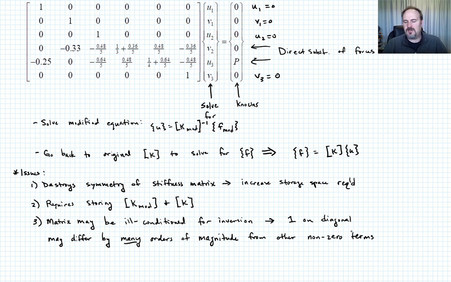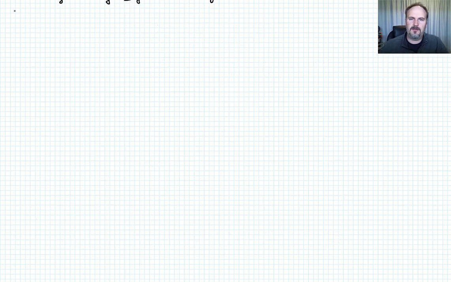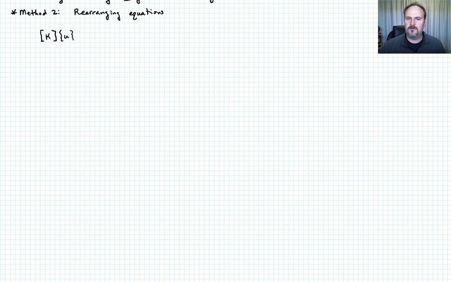Okay, so then the question is, what's another method that we might use? So let's think about that. So let's call this method 2. We'll call this rearranging equations. Okay, and it's going to be based on the following. We have a set of equations in this case that looks like K times U equals F. Okay, KU equals F. And rearranging equations is going to break the matrix and the displacement and force vectors into submatrices and subvectors.